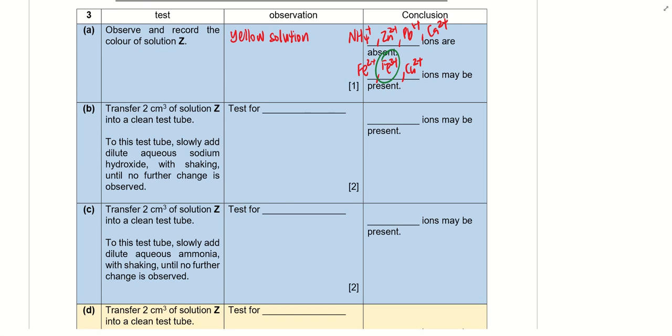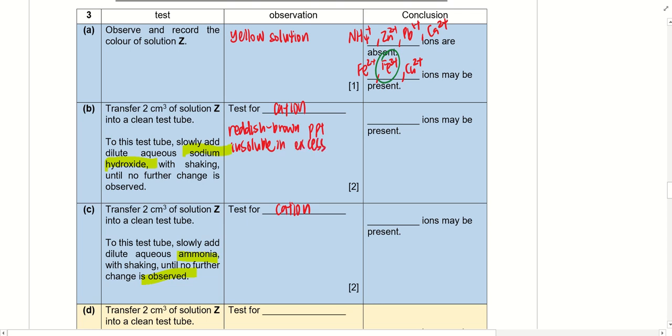So you can see the first two tests are the same thing. We're testing for the cation once again with sodium hydroxide and aqueous ammonia. By the time you do it the third or fourth time, you're very used to it already. So this is a test for cation, very straightforward. And what you're going to get is a reddish brown precipitate that is insoluble in excess. That means if I add extra sodium hydroxide, it will not dissolve. Same thing for aqueous ammonia: you're going to get a reddish brown precipitate that is insoluble in excess.